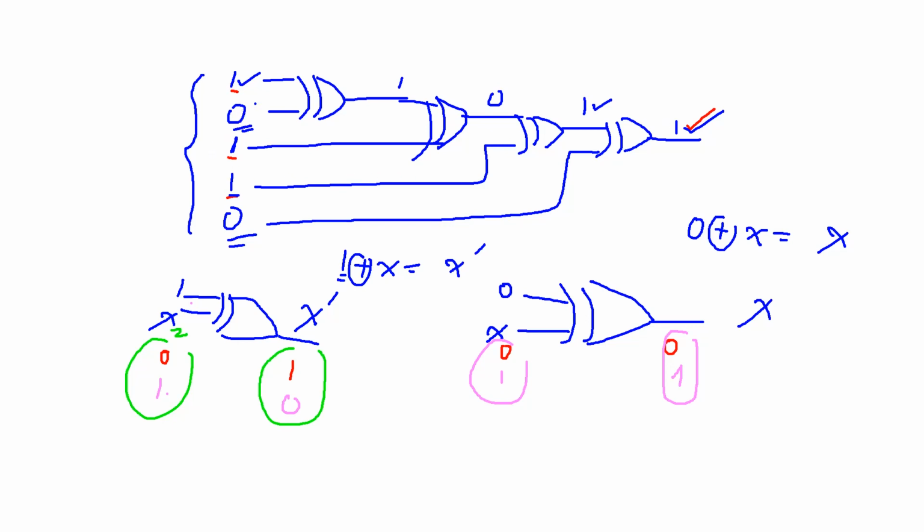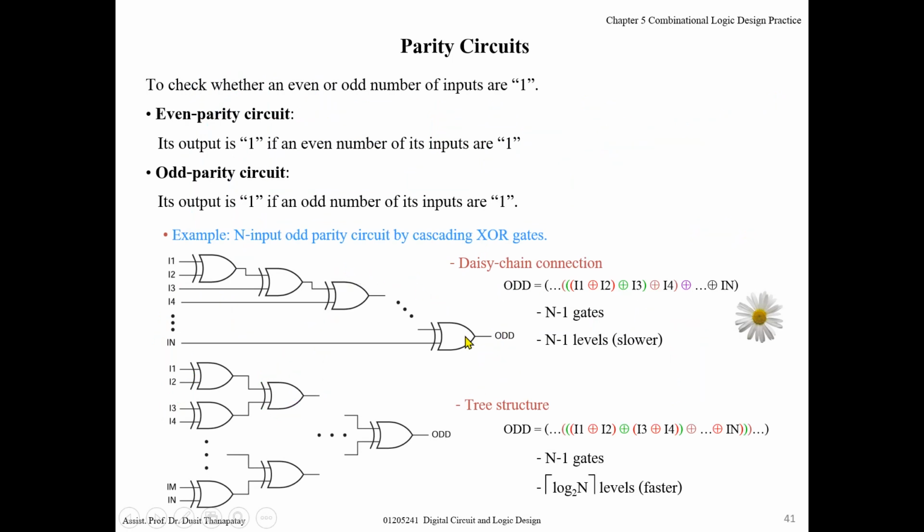That means when you use multiple XOR gates to XOR data of many bits, the output of the XOR function will be 1 if the number of logic 1s is 1, 3, 5. Okay, so if it's an odd number of logic 1s, you get logic 1 output. So you can use this to check odd parity circuit.